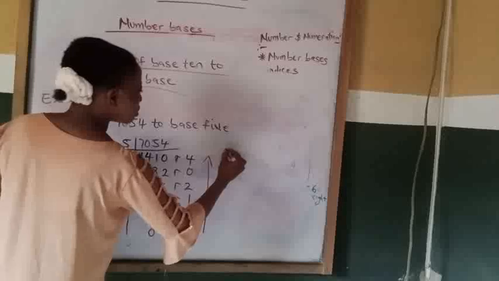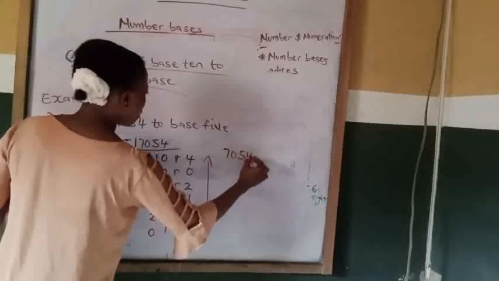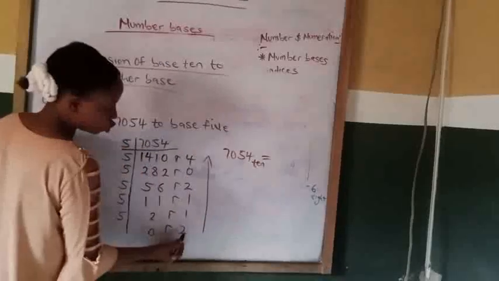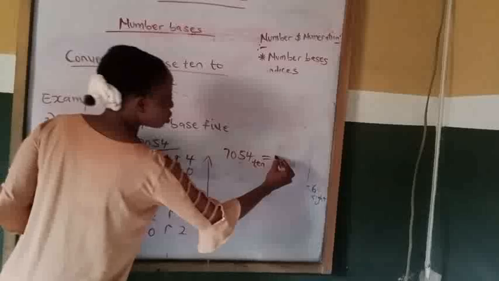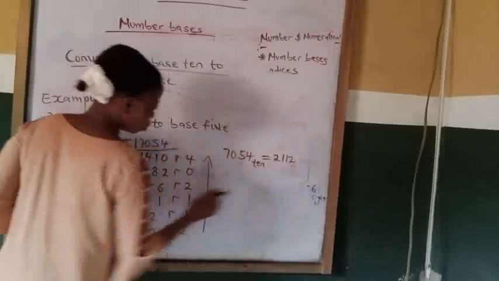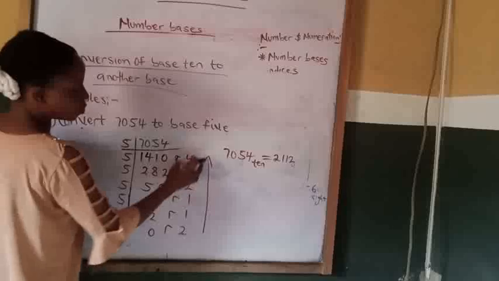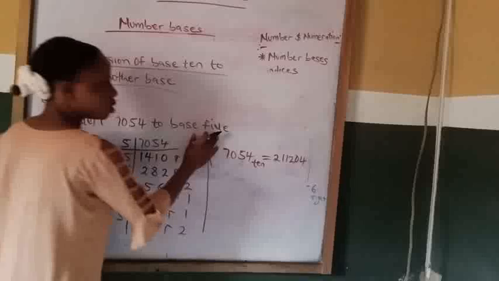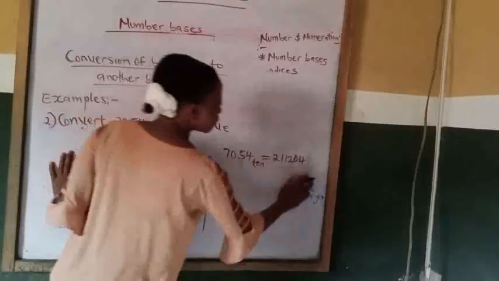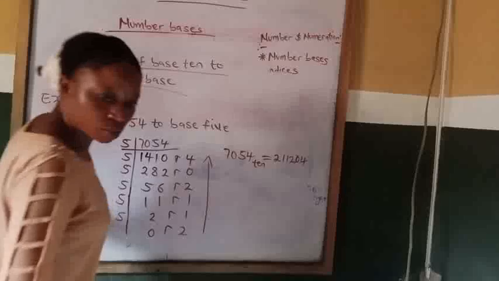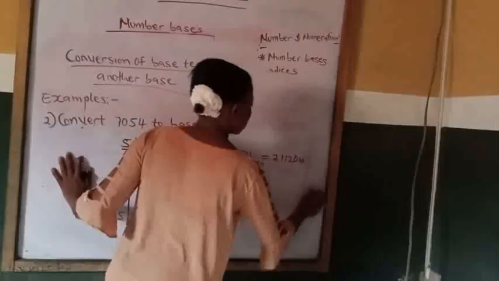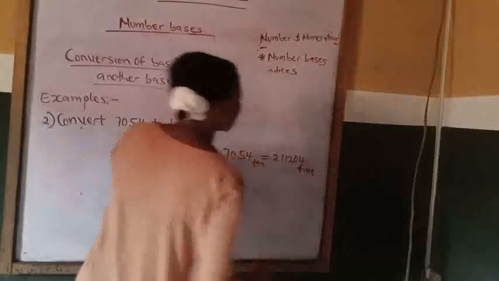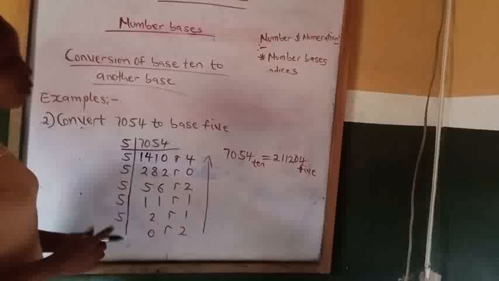So therefore, 7054 base 10 is equal to 211204, and we are converting it to base 5. So that is the answer for 7054 base 10.